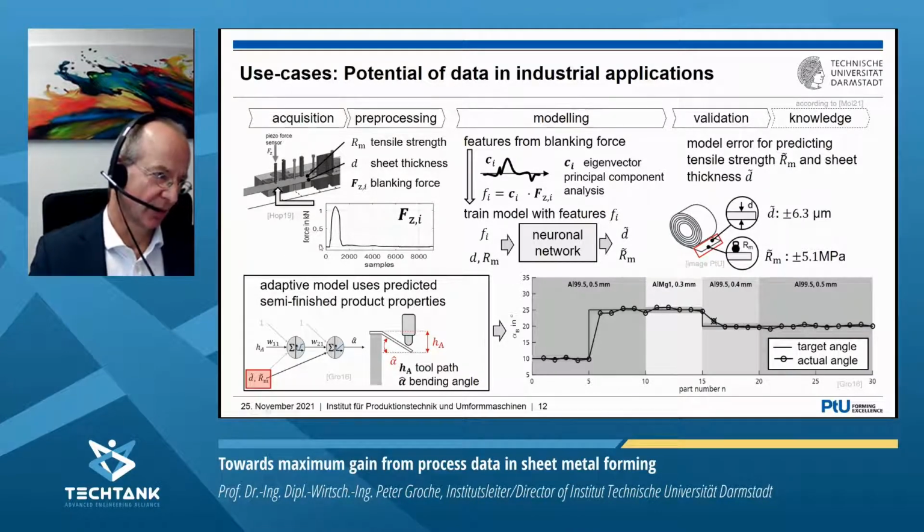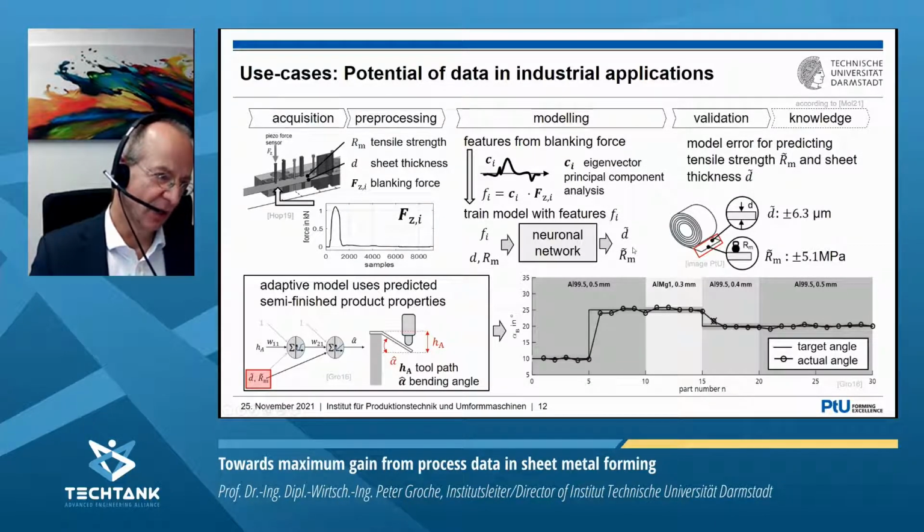We take our forces from our cutting processes, and these force slopes are then transferred and modeled into features. For example, shown here in the principal component analysis, we see one of these eigenvectors. These eigenvectors are then transferred via a model, in this case a neuronal network, to the deviations of our properties, which are important. In this case, the change of our thickness from the nominal value and the deviation of our strength from the nominal value.